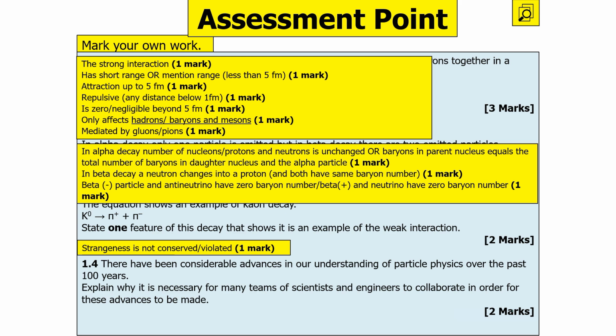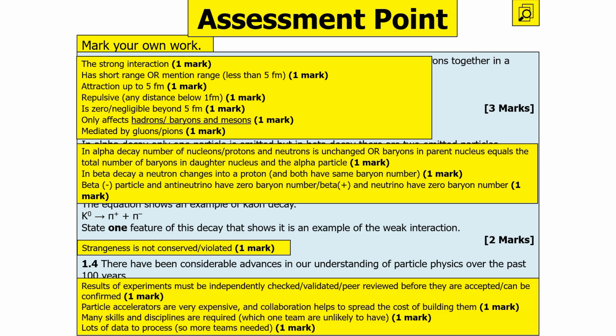Now, why is it important to have a collaboration of many teams? Well, the results of experiments must be independently checked and validated, or peer-reviewed, before they're accepted. Particle accelerators are very expensive, and collaboration helps spread the cost of building them. There are many skills and disciplines required for particle physics, and there's lots of data to process. You need lots of teams to work on this data.